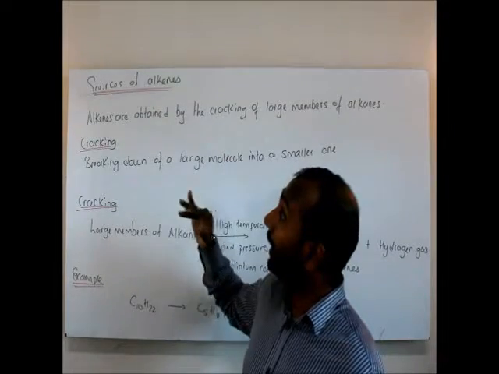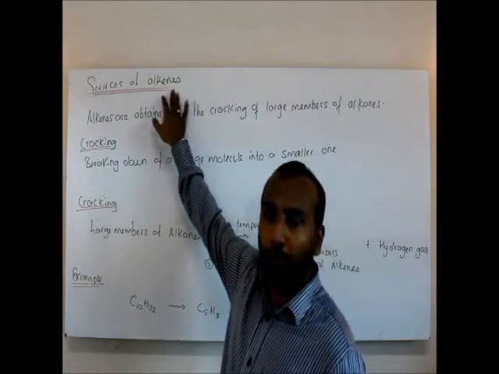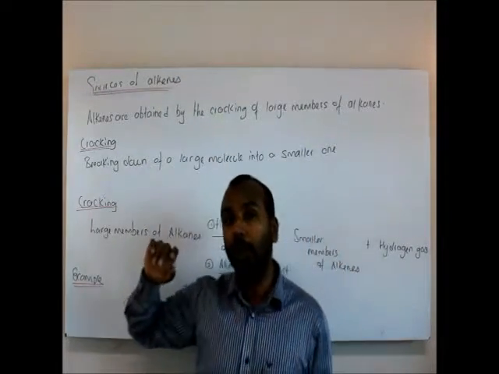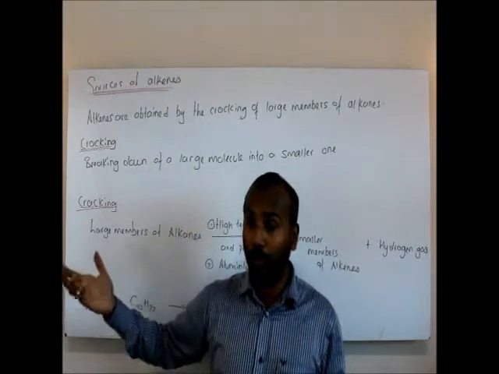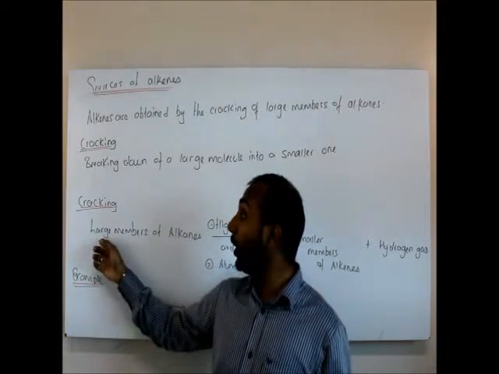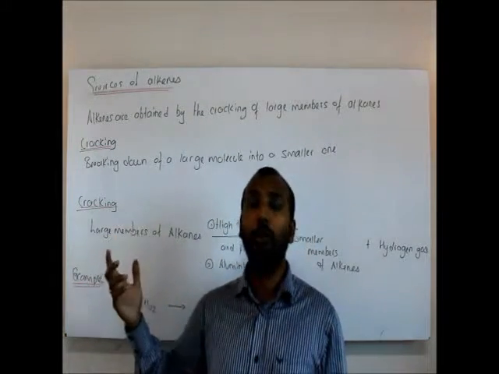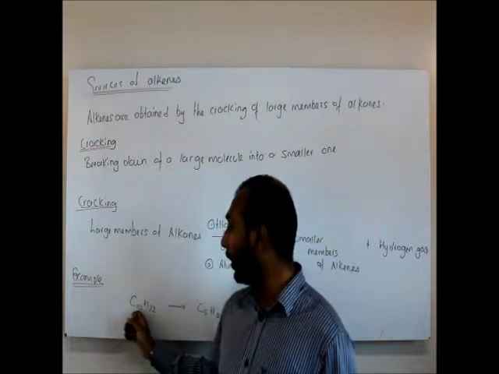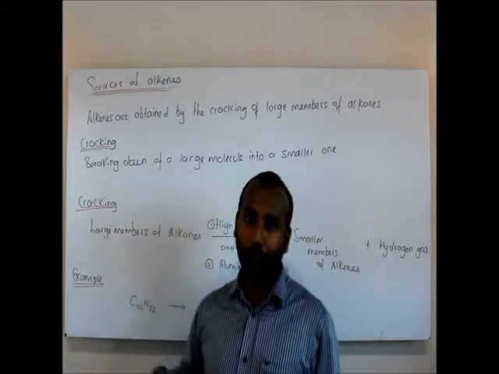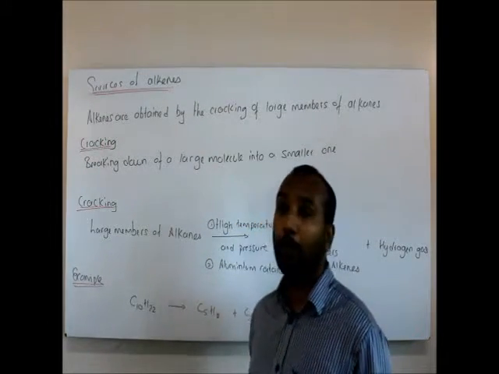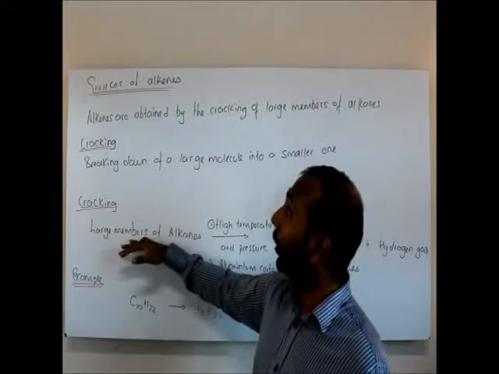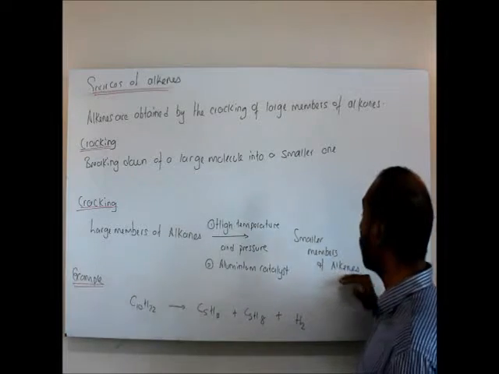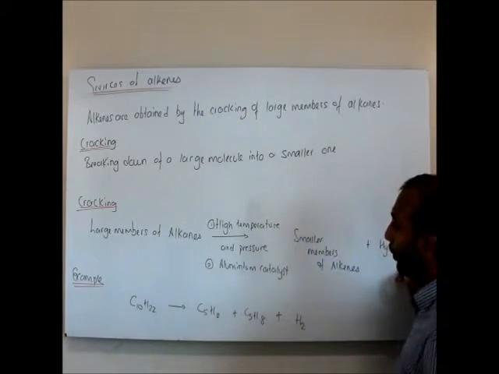Now, at this level, we have to know where we get alkenes from. Alkenes, we get from alkanes. When we do extraction of crude oil from the ground, we are going to obtain large members of alkanes. Now, what are large members of alkanes? They are alkanes which contain a lot of carbon atoms, typically from 10 and above. These large members of alkanes need to be cracked. Cracked means broken down to form smaller hydrocarbons.